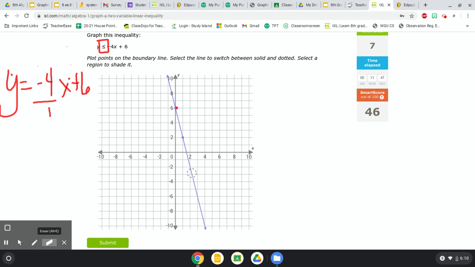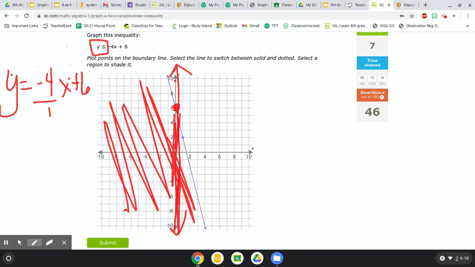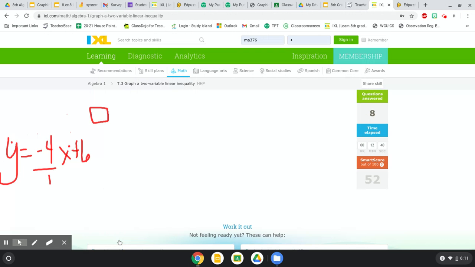Let me get rid of my red dots. And now I have to determine where to shade. So again, I look at only this: y is less than or equal to. So all of my y values, looking at my y-axis, the line hits the y-axis right here, at 6. So I need everything below that, because it's less than. So all of the y values less than would be down here, which is on this side of my line. So it needs to be shaded over to that side, which all I have to do is click here, and that should be my final solution.